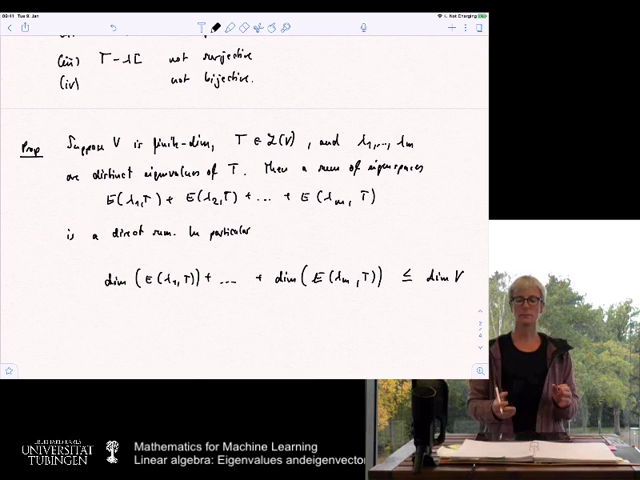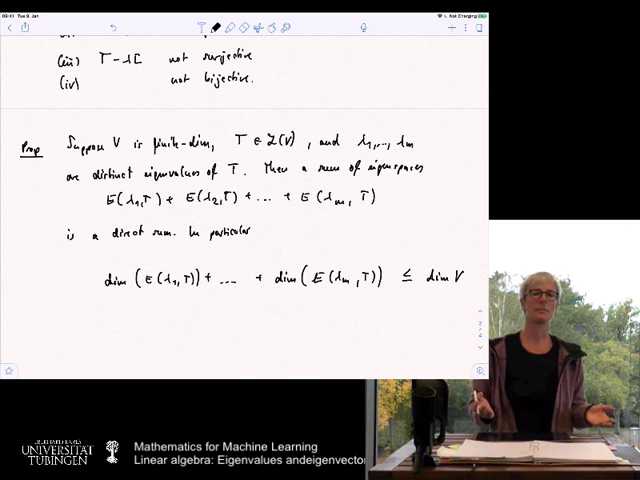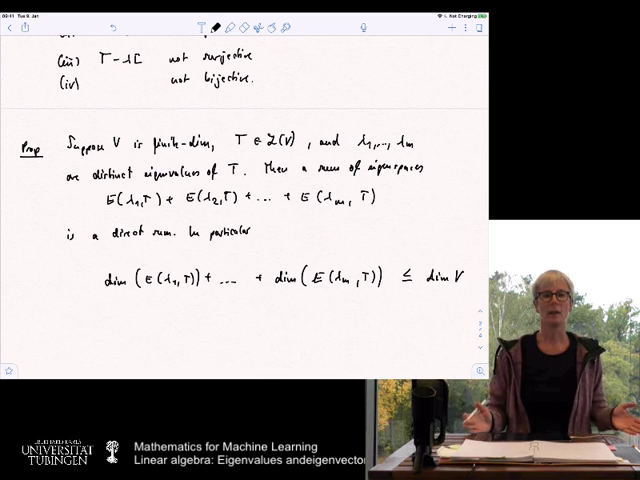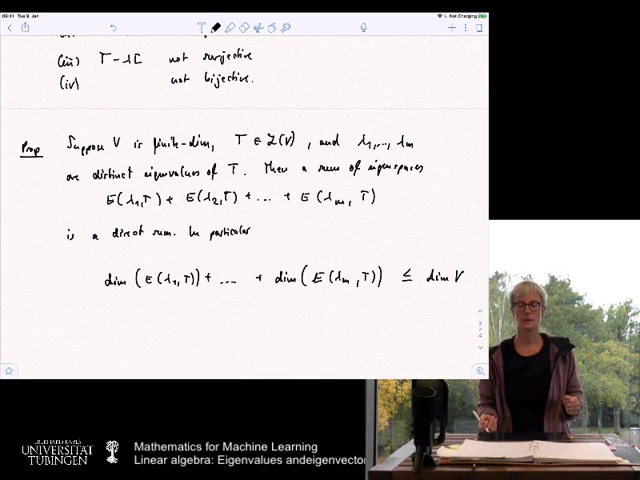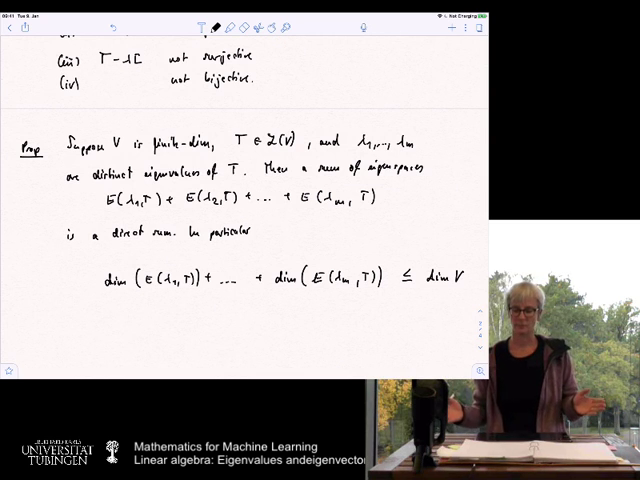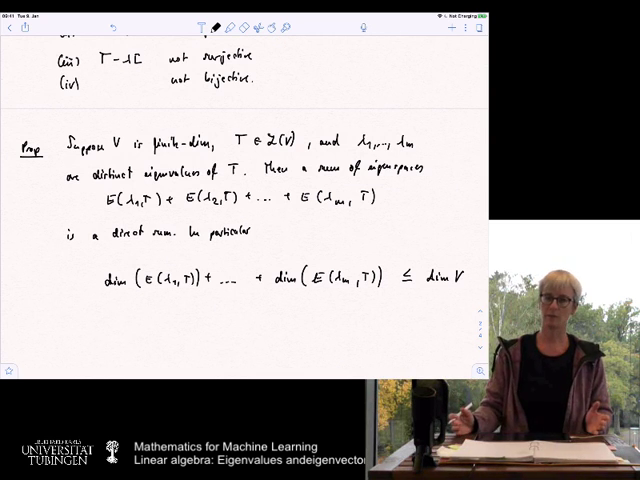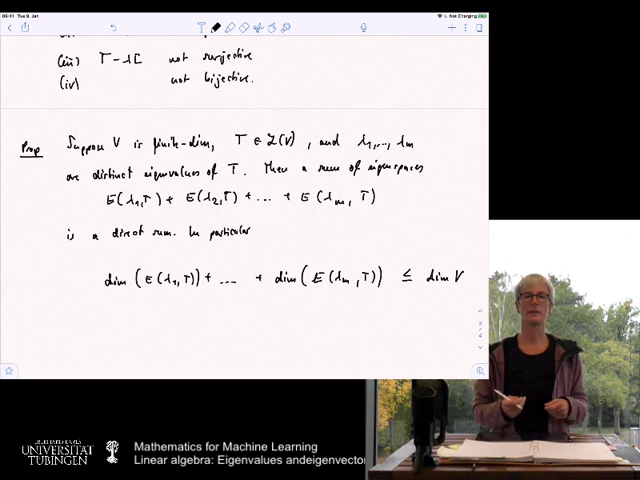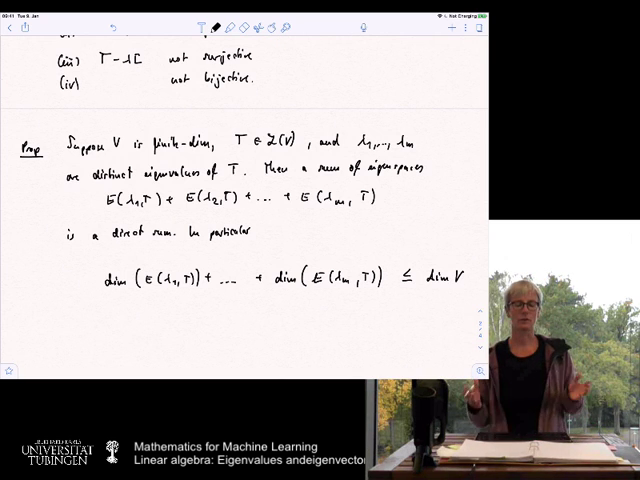Okay? It can be strictly smaller because it might be that we don't have any eigenspace, like in the case of a rotation. It could also be exactly the dimension of V, as we have seen for the identity mapping, for example. Or it could be anything in between.